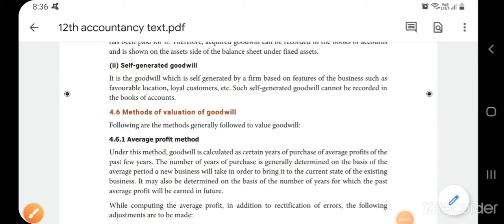Hello students, continuation of Unit 4 Accountancy, Methods of Valuation of Goodwill.